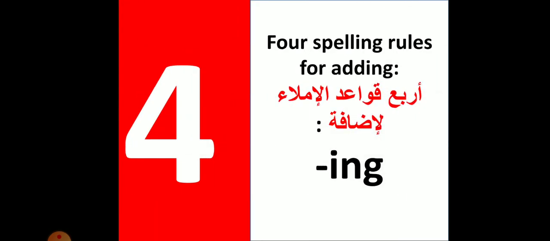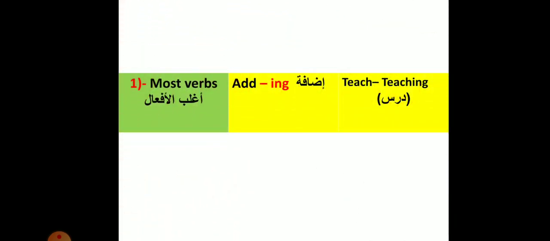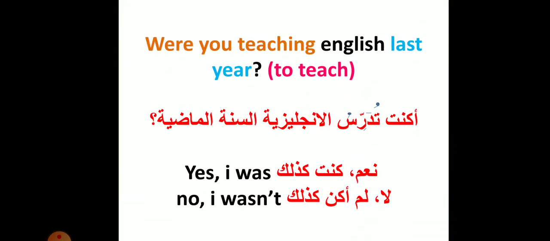There are four spelling rules for adding the ing to verbs. So let's see them. The first one, most verbs, we just add the ing to the verb. For example, verb to teach becomes teaching. For example, were you teaching English last year? Here we have the interrogative form and verb to teach. Last year is the time expression. The short answer, or the yes/no answer: yes, I was. No, I wasn't.